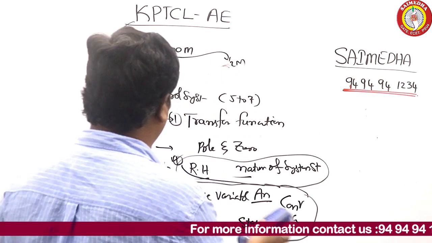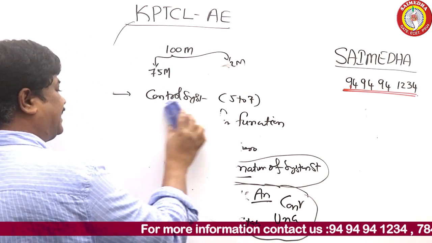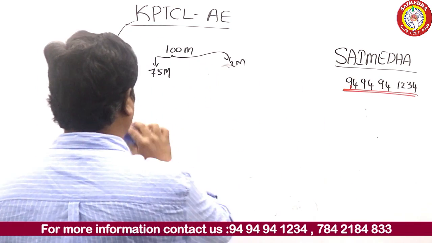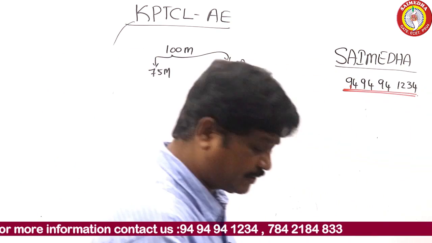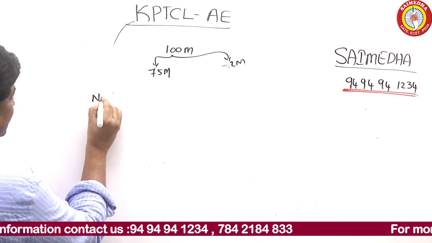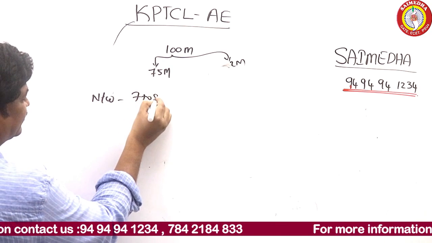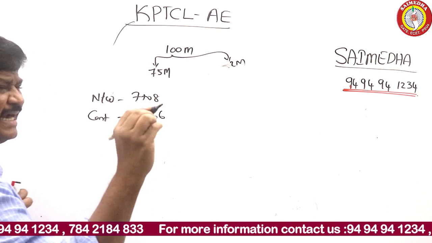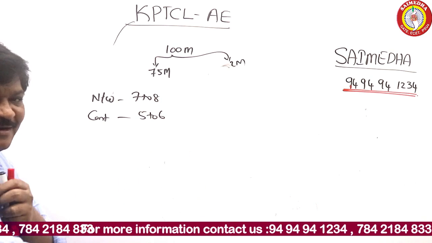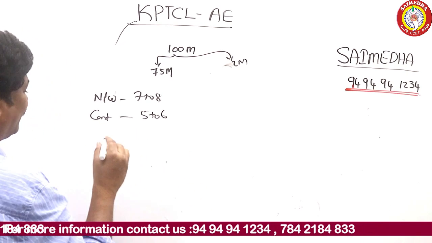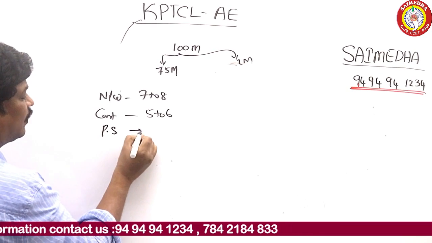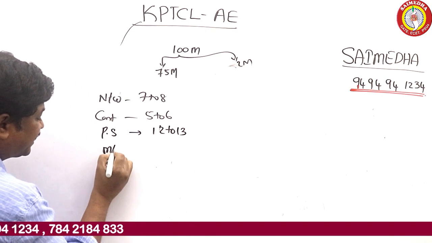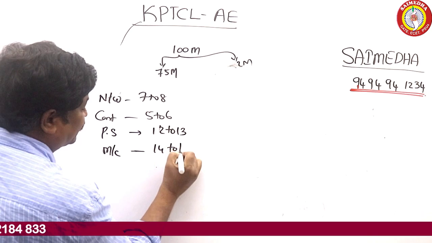The next one, coming to our subject, that is power system. Very good subject, good weightage subject. So what I told you, you see here, coming to the network analysis, I told you 7 to 8 questions, and a control system 5 to 7 or 6 questions. Maybe slight variations will be there because I am not setting the paper. Only with my experience I am telling you. And coming to the power system, around 12 to 13 questions. And electrical machines, around 14 to 16 questions.